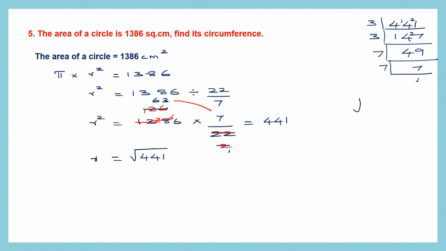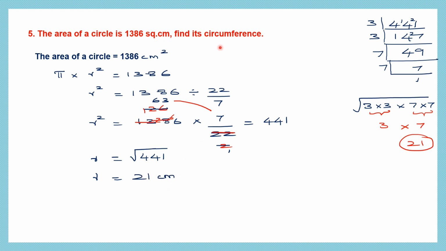So to find the square root of 441, we put all these factors inside: 3 into 3 into 7 into 7. Now we pair them up. So we take 1 from this pair, it becomes 3. 1 from this pair, it's 7. Multiply both. 3 into 7 is 21. So the square root of 441 is 21. So the answer here is r is equal to 21 centimeters.